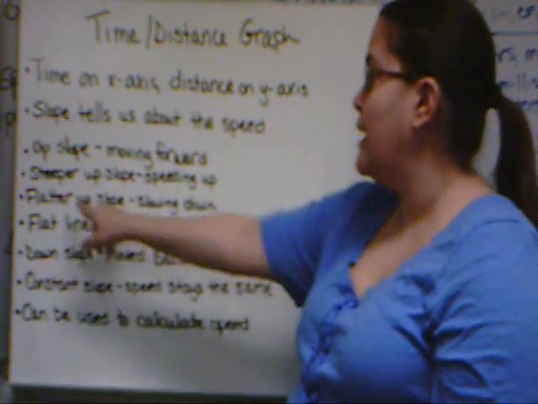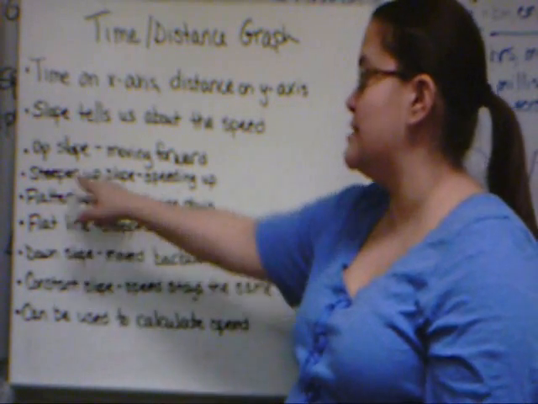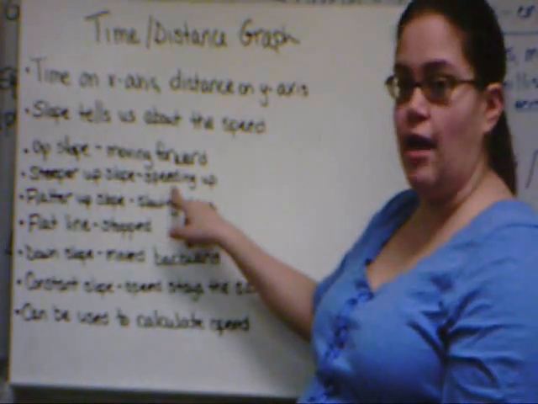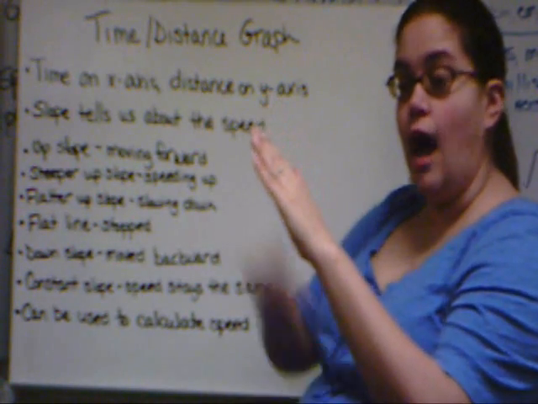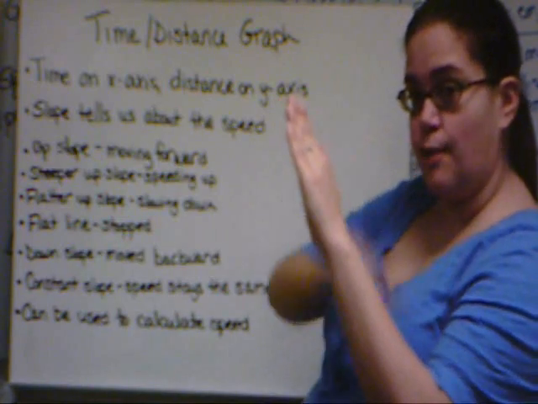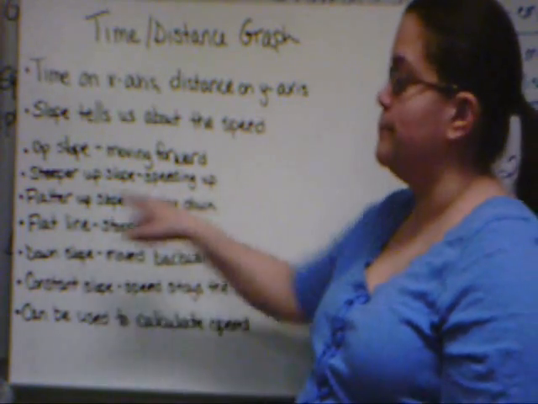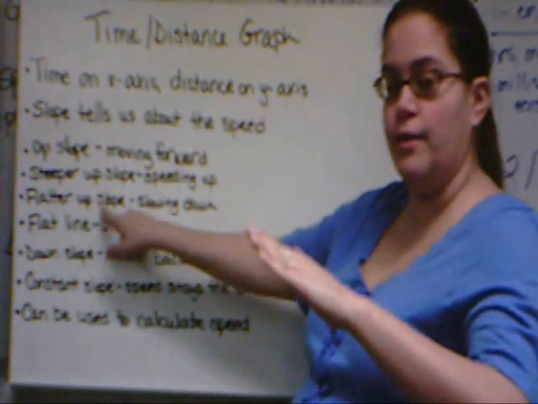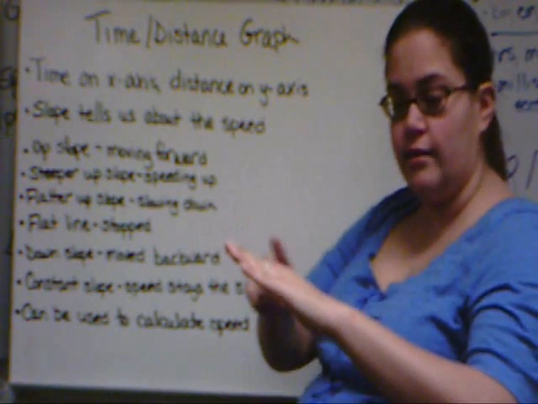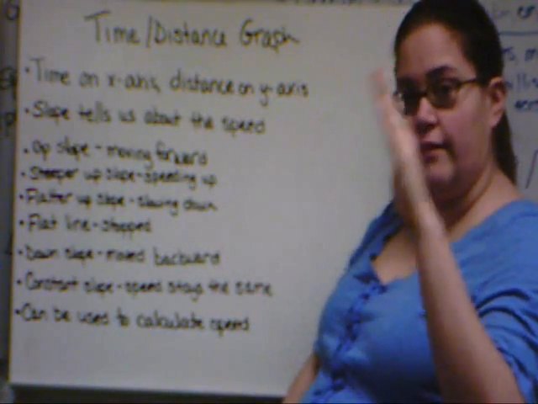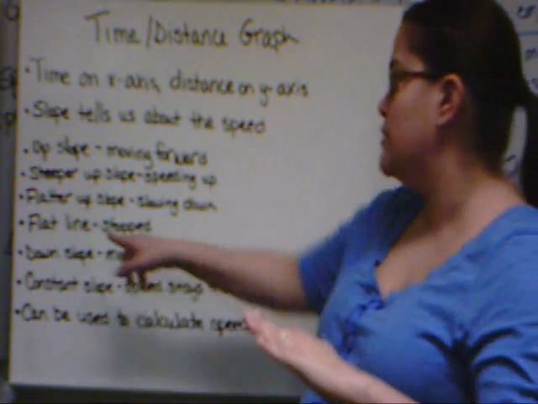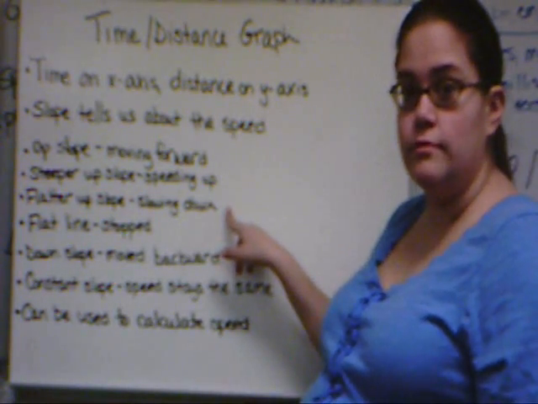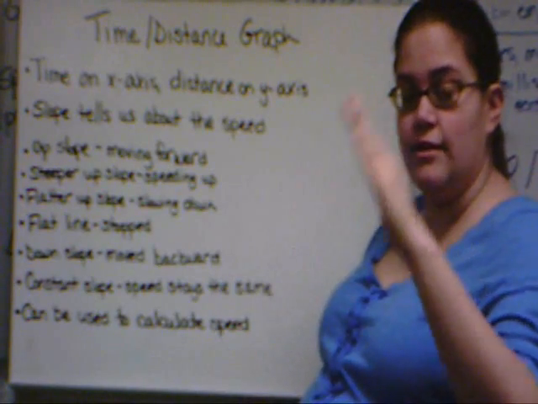If it has a steep up slope, it means it's speeding up. So if we have a line that is going up, but it has a sharper angle, that means it's speeding up. If we have a flatter up slope, so again, a line that's going upwards, but not really high, it's going up, but not a lot, that means it's slowing down. So the angle of the line tells us if it's speeding up or slowing down.